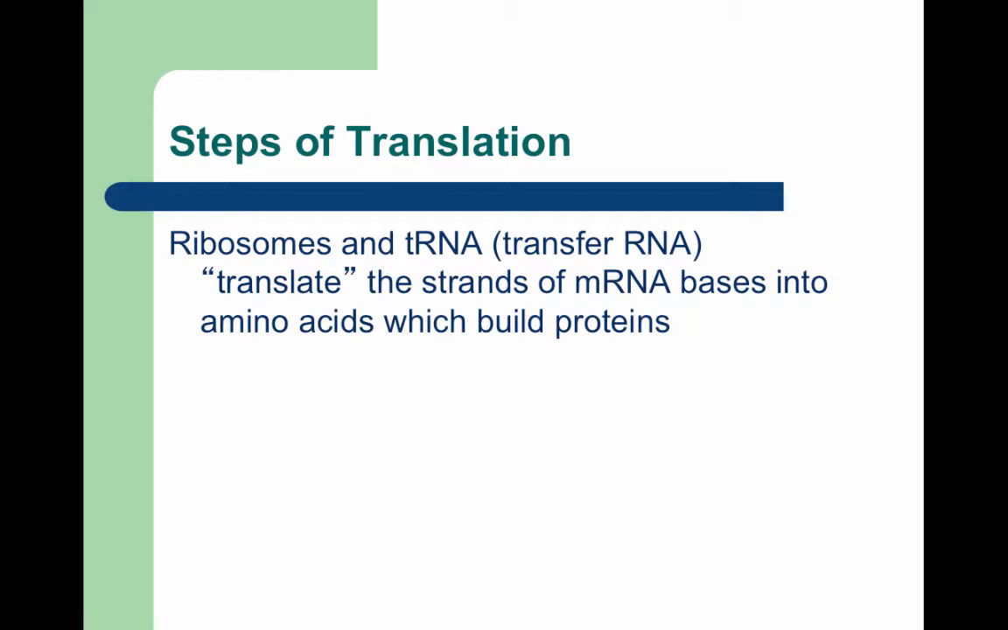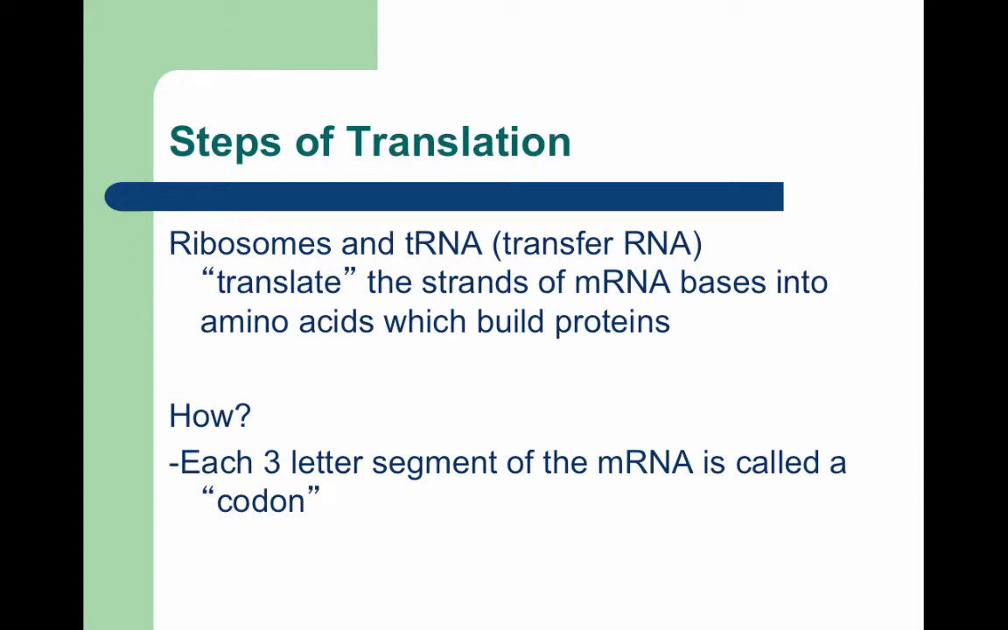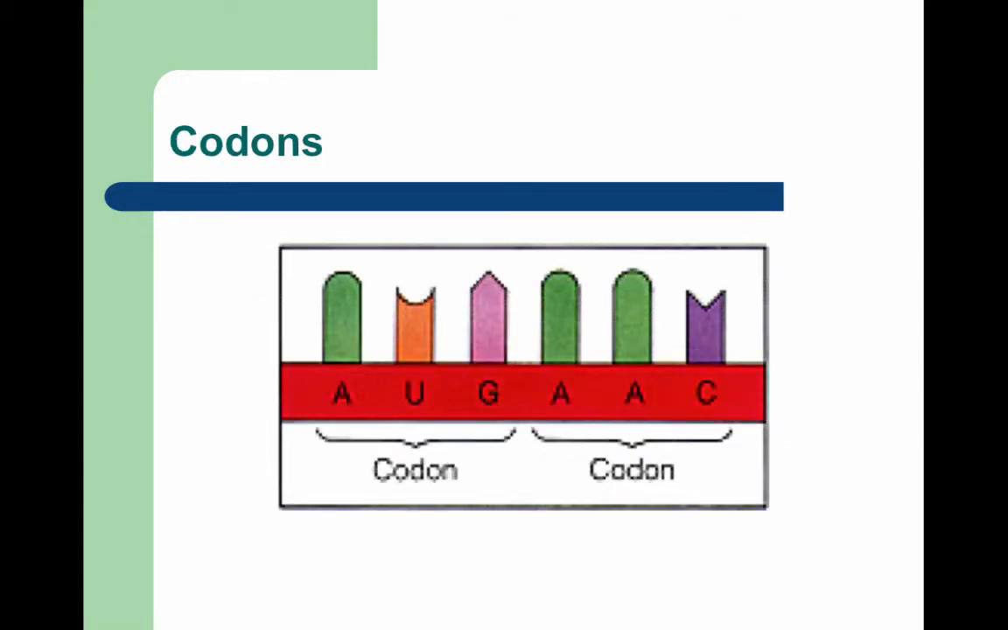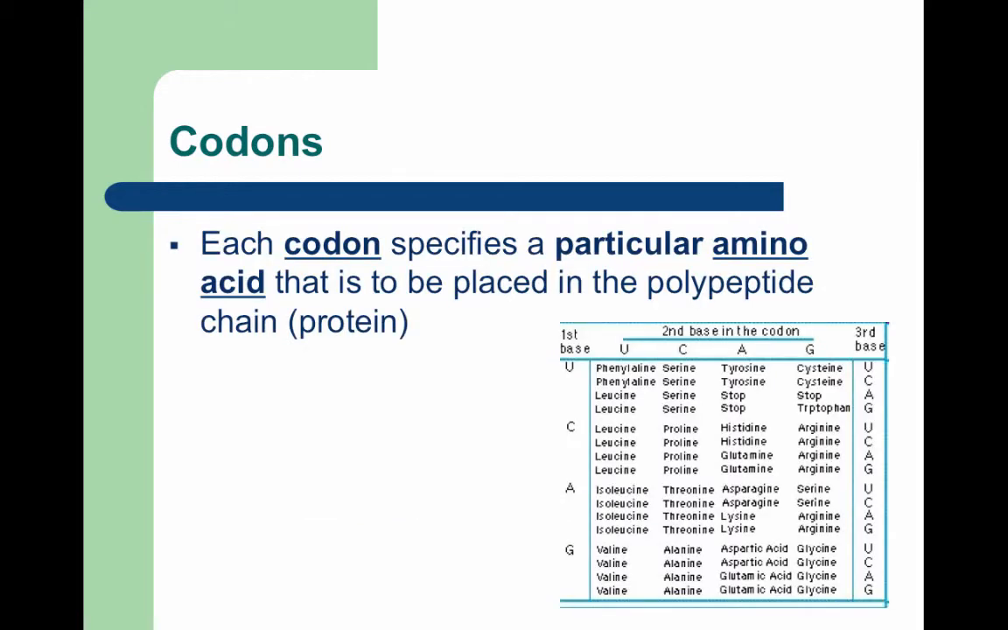It works very similar within us. Ribosomes and tRNA, transfer RNA, take the strands of mRNA bases and turn them into amino acids, which will build into proteins. How this happens is each 3-letter segment of the mRNA is called a codon. So we have our strand of mRNA here, and you break it up by 3, and you have AUG and AAC. Those are 2 codons, those 3-letter sequences. Each codon specifies a particular amino acid. This is going to be placed in a protein chain or a polypeptide chain.